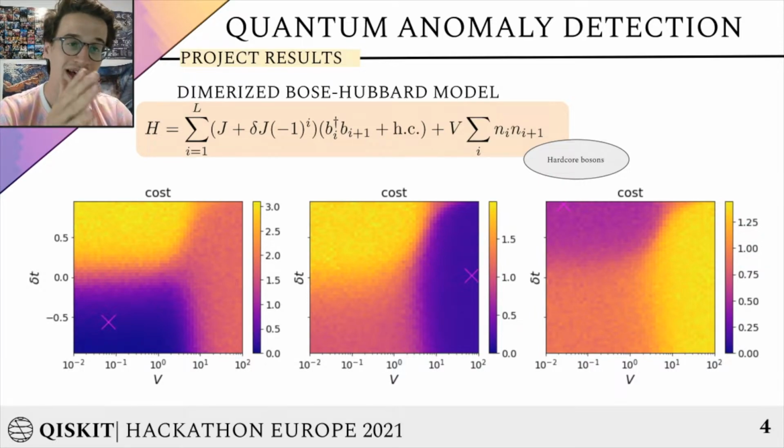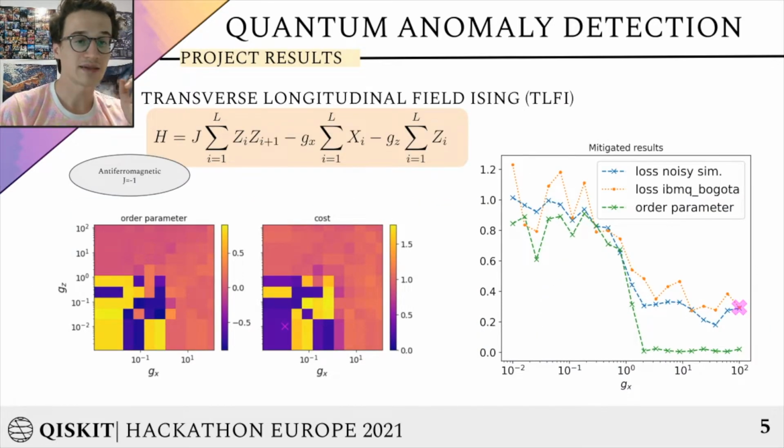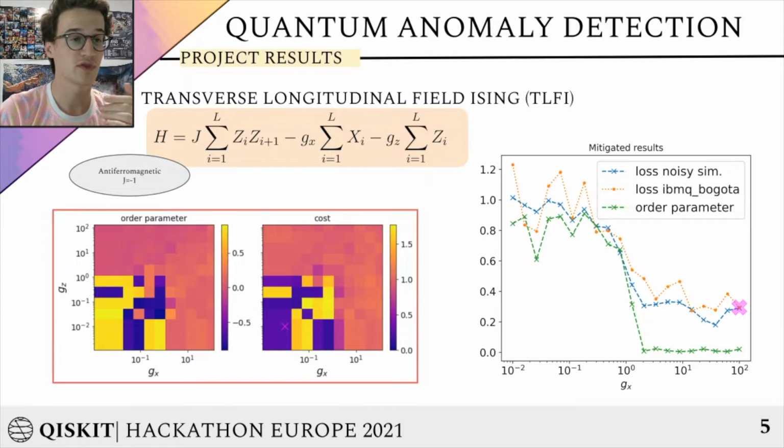This here all happened on an ideal simulator rather than a quantum device, so next we test the quantum anomaly detection scheme under realistic conditions. For this we considered the Ising model, and we see that the scheme also works with the realistic noise profiles that we got from the real device.